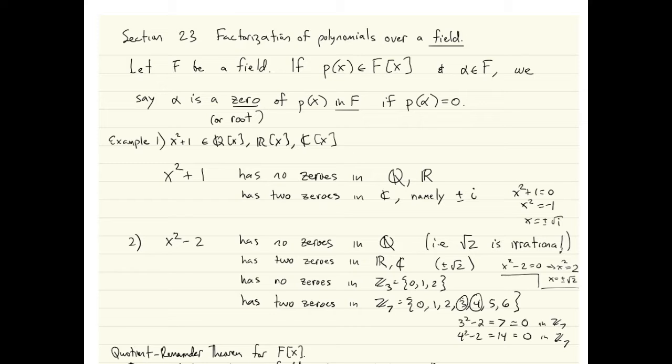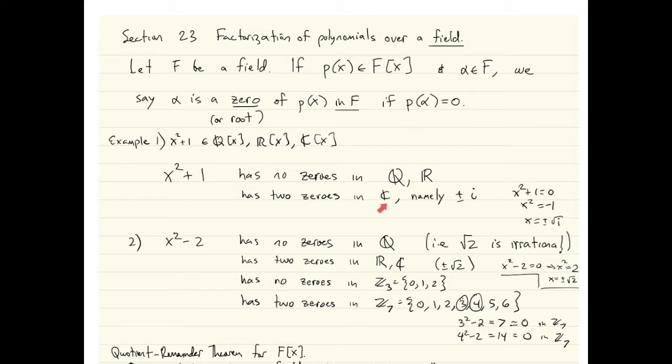It turns out it matters, at least for this question of roots in the field, which field you're looking over. So x squared plus 1 has no roots or zeros when you're restricting your attention to the rational numbers or the real numbers, because any real number, when you square it, is going to be bigger than or equal to 0. But then when you add 1, it's definitely going to be bigger than 0. So if you have the equation x squared plus 1 equals 0, it would have no solutions in the rational numbers or the real numbers.